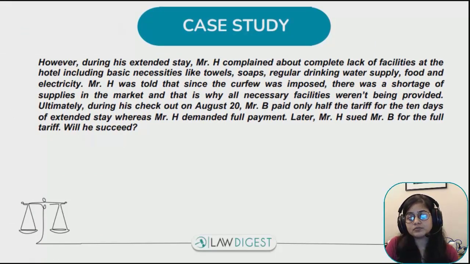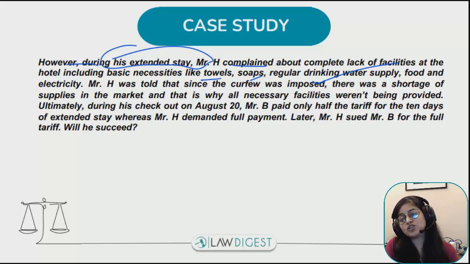Now, obviously his stay got extended and Mr. B complained that the facilities were not proper at the hotel. Basic facilities like towels, soaps, regular drinking water supply, food, electricity, there were issues with these basic necessities. Now Mr. H told him that since the curfew was imposed, there was a shortage of supplies, it was not possible to procure all these things, and which is why these facilities were not provided to him.